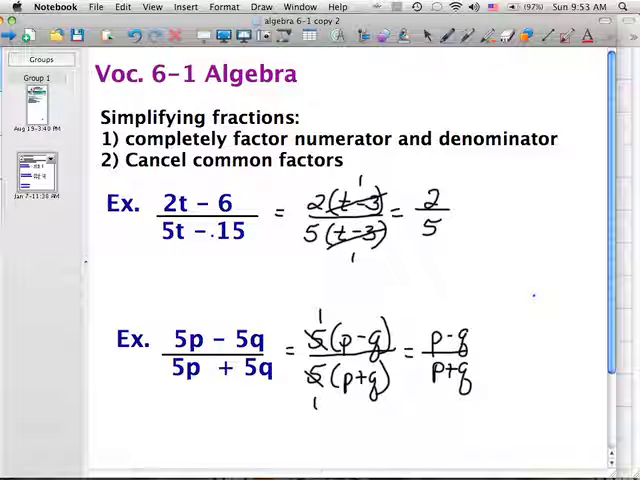Now, some of you might be tempted to cancel out the p's and the q's. You can't do it. You can only cancel when you're multiplying, and this is subtraction, and this is addition. If it helps you, keep the parentheses in, but that's your answer.